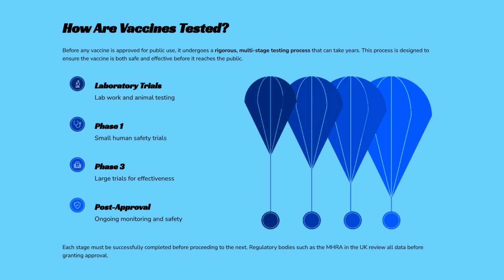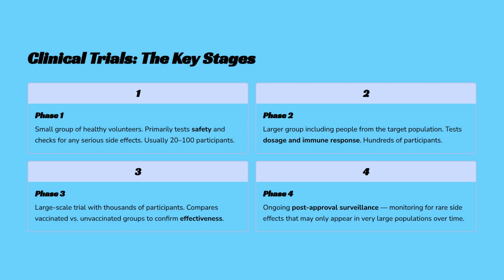Vaccines undergo a rigorous, multi-stage testing process before approval. This ensures they are both safe and effective for public use, often taking years of careful research and trial monitoring. Clinical trials proceed in 4 key phases, from initial laboratory safety tests in Phase 1 to dosage and immune response studies, large-scale effectiveness trials, and finally, ongoing post-approval monitoring.